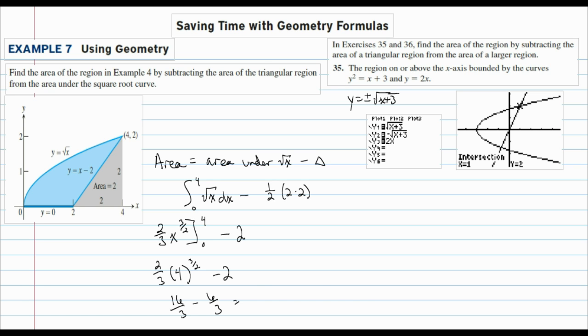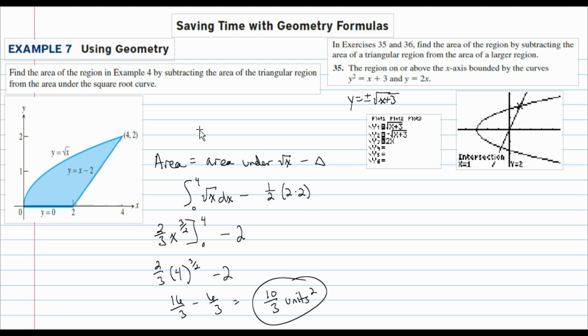Fundamental theorem part 2, and I get 10/3 units squared, or 3 1/3 square units, which makes sense because if this is a 4 by 2 rectangle, this looks like a little less than half of that, and we did this problem before too. So we found the whole area from 0 to 4 and then took out the piece of the triangle to find just what was left over.